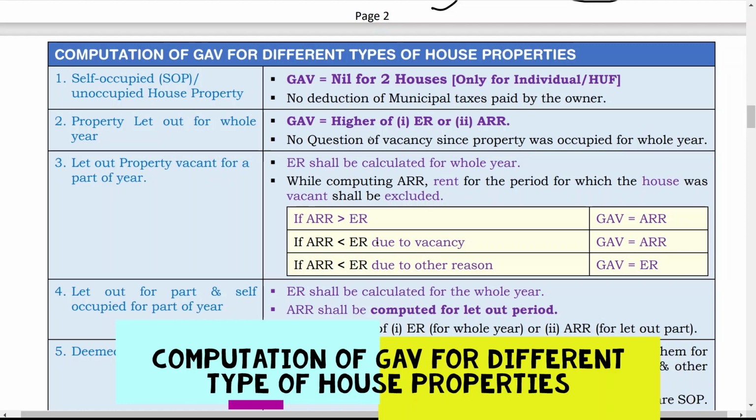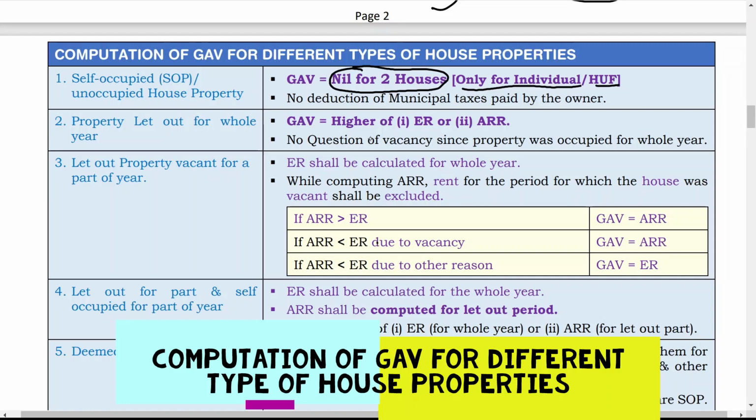So GAV is nil for two houses, only for individual and HUF. This is very important. This benefit is available only for individual and HUF. No deduction of municipal tax paid by the owner. Only one deduction is available here, interest on borrowed capital, but no other deduction. So if property is self-occupied, two houses can be treated as benefit will be available for the two houses. Means what? GAV of the two houses will be 0.